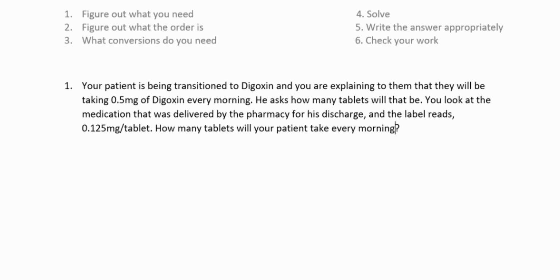All right, so step number 1, we're going to figure out what we need. So what we are solving for is tablets. How many tablets? So we need that as our ending unit, tablets. Number 2, figure out what the order is. So what is our order? So our actual order is going to be taking 0.5 milligrams of digoxin. So 0.5 milligrams every morning. So now he's asking how many tablets. So we need to get from milligrams to tablets. So we are going to start solving.